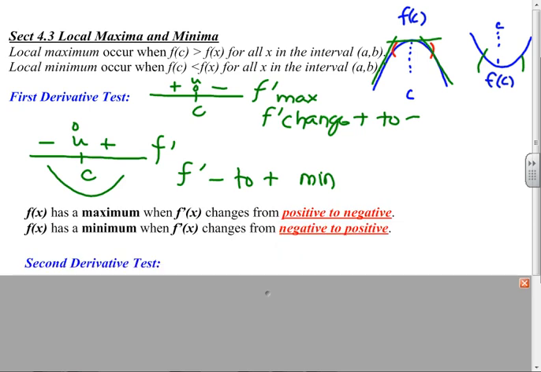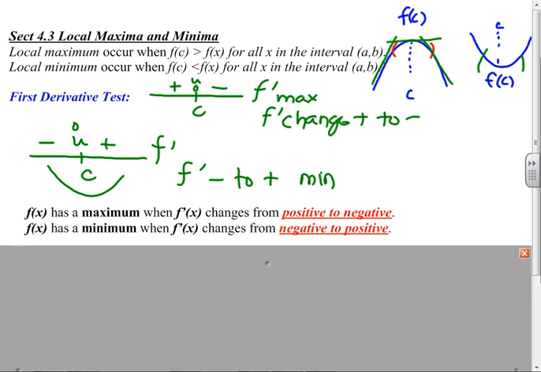So that's what we have here. f of x has a maximum when f prime of x changes from positive to negative. And you can do it with symbols like I did right in here.